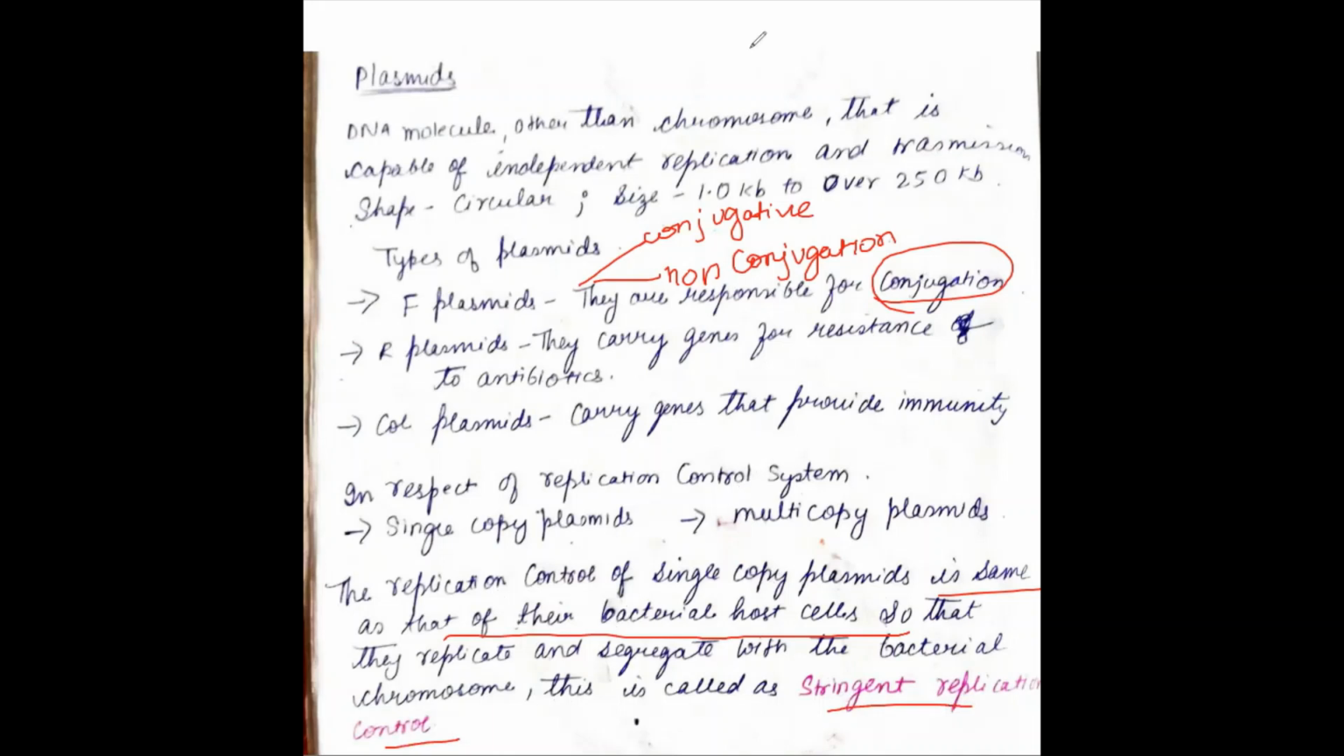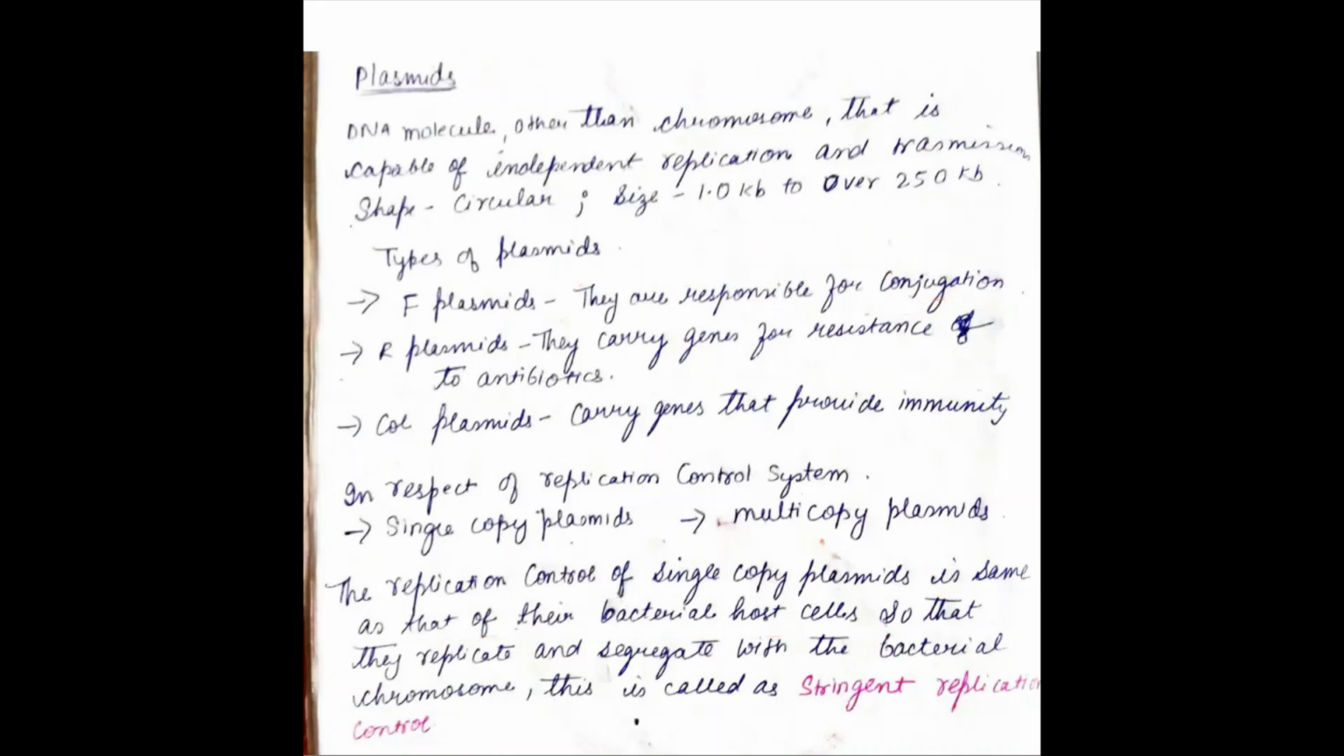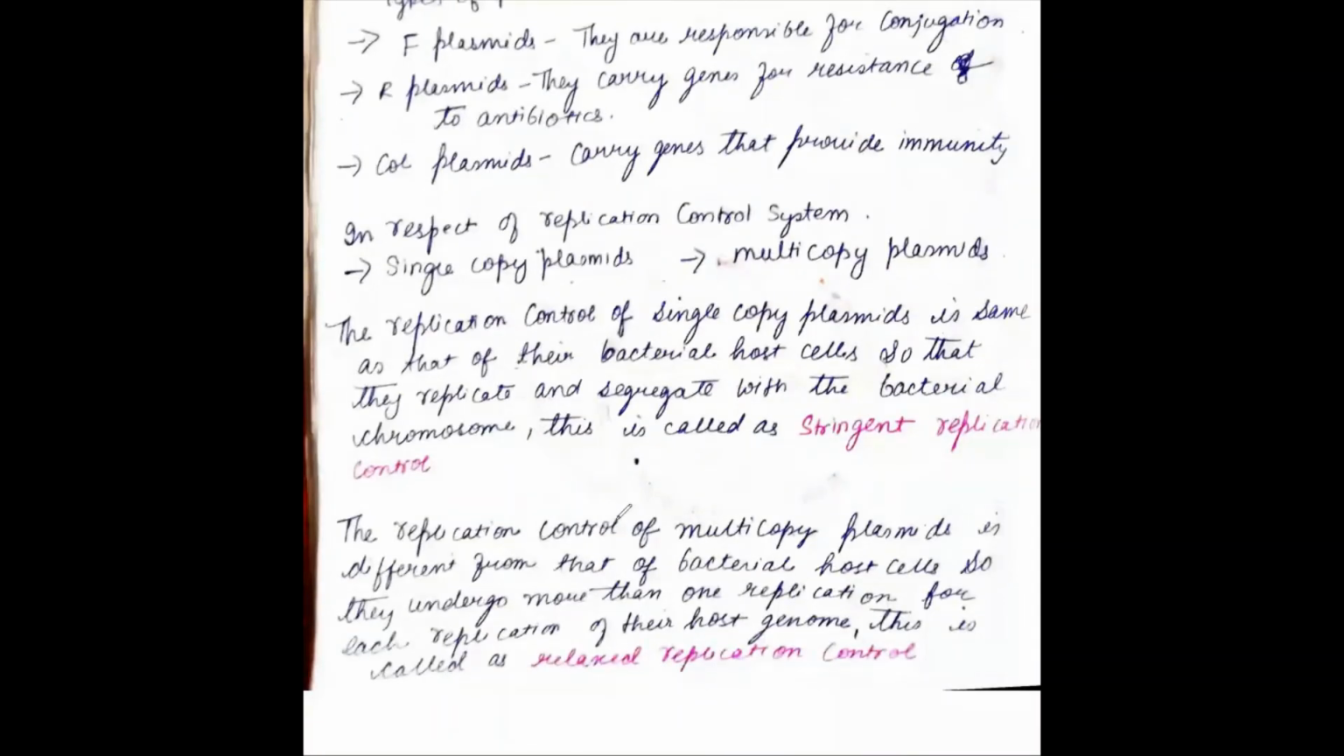Now you have the next one, multi-copy plasmids. In multi-copy plasmids, the replication system is different from that of the host cell. So they undergo more than one replication for each replication of the host cell, and hence it is called relaxed replication control. So we know the two types of replication: stringent replication control and relaxed replication control, or you can also call them single copy and multi-copy.